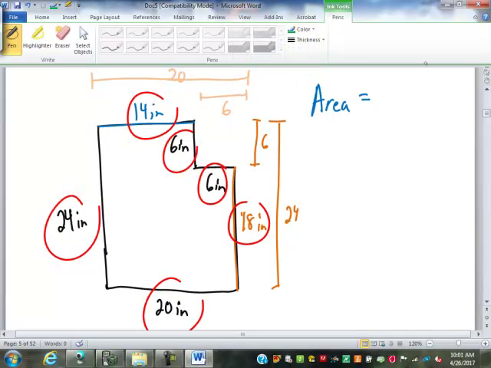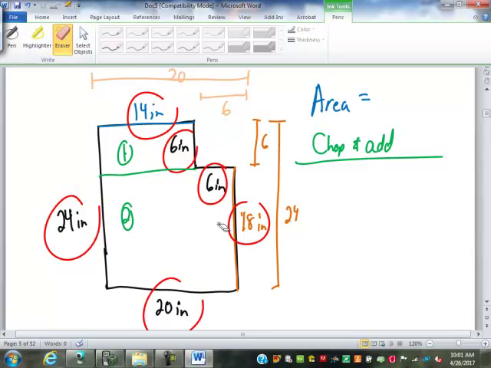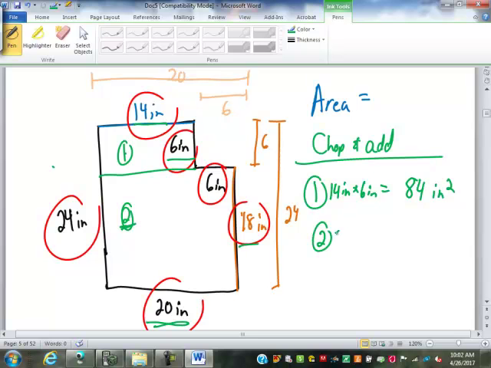For area, there's 2 possibilities. I can chop it into smaller pieces and add. Now, there's a couple of different ways I can chop this into smaller pieces. I could chop it across here and have a rectangle on top and one on bottom. Or I could have chopped it down this way and had a rectangle on the left and one on the right. I'm going to chop it sideways like this. That top rectangle is 14 by 6, which is 84 inches squared. This bottom rectangle, rectangle 2, is 20 by 18.